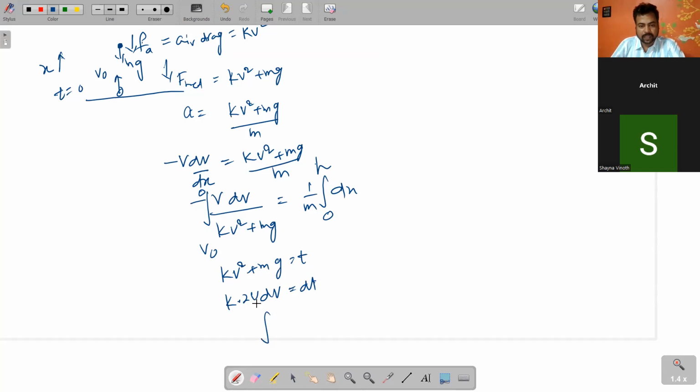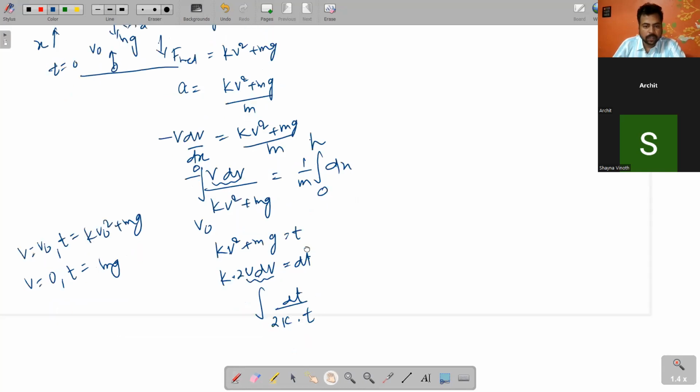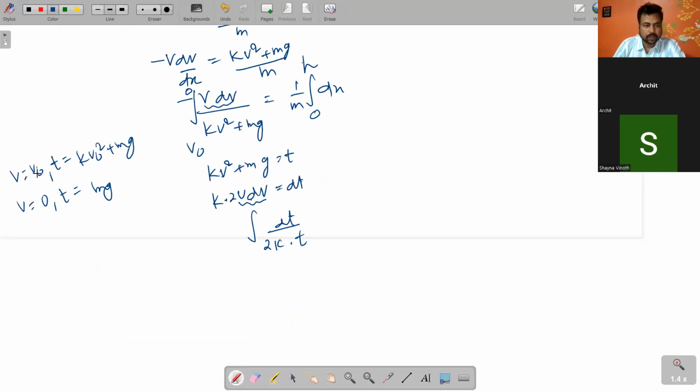So now you can see that v dv we already generated over here. So v dv can be replaced as dt upon 2k, and this thing is t. Because we have changed the variable, we have to change the limit as well. When v was v naught, t will be kv naught square plus mg. When v is 0, t would be mg. So the limit will change: this t will become kv naught square plus mg, and this will become mg.